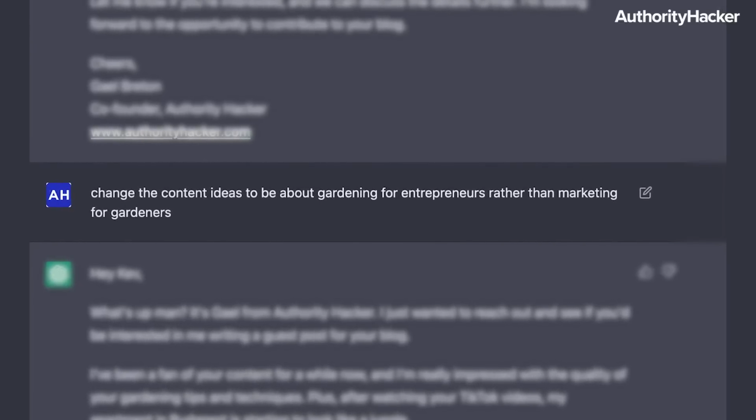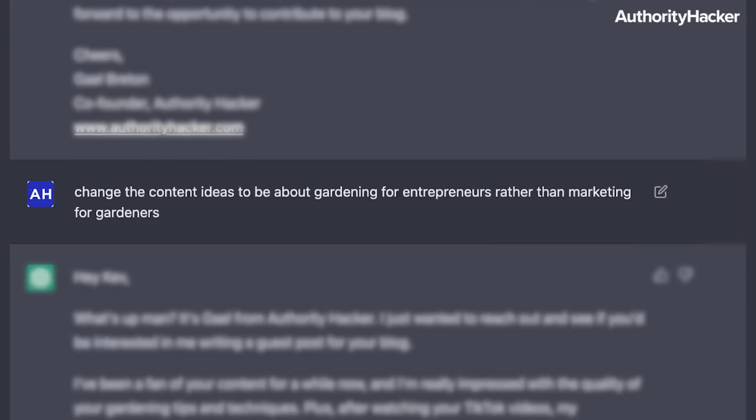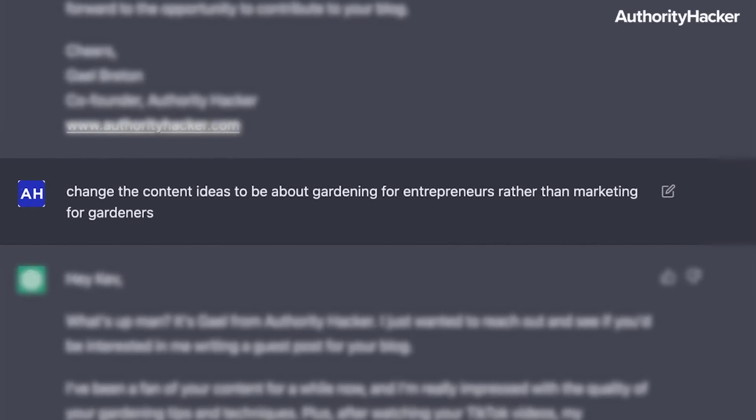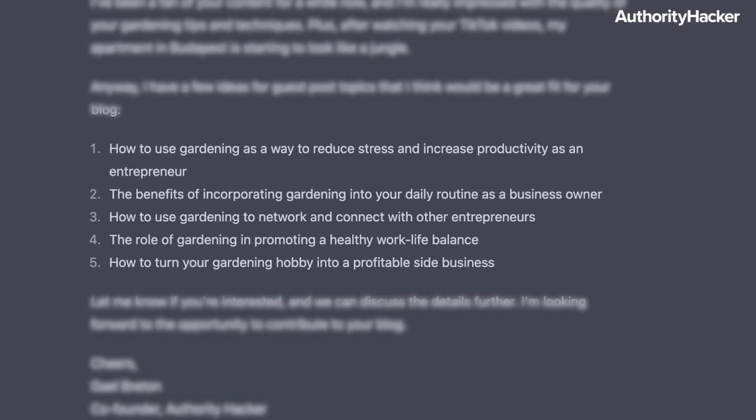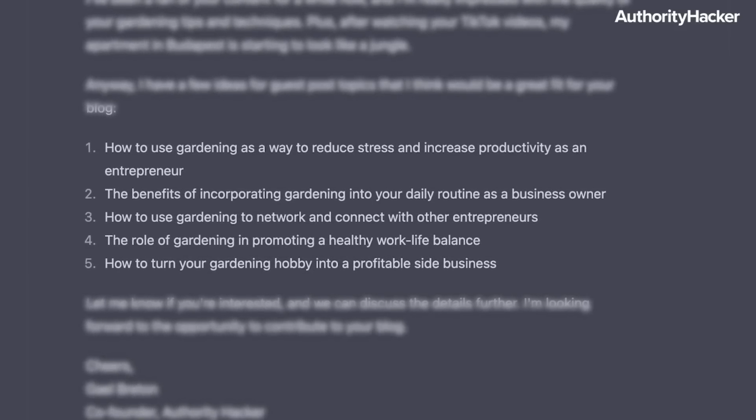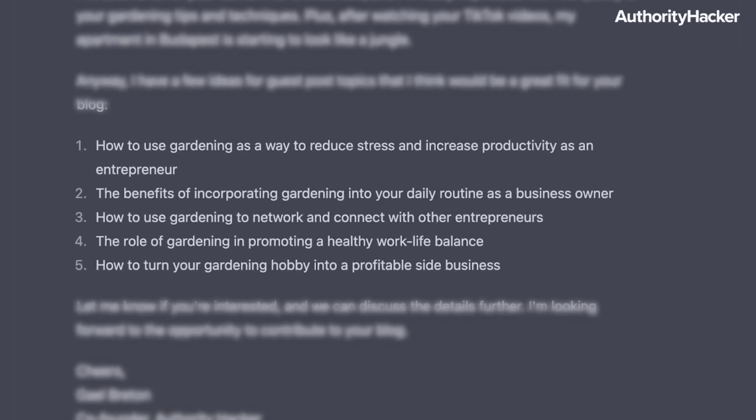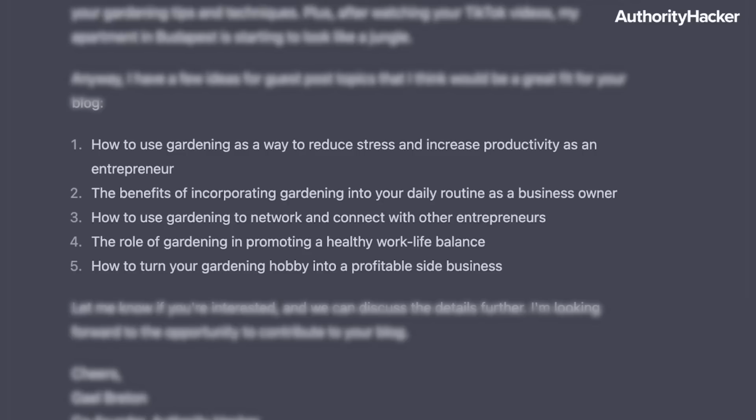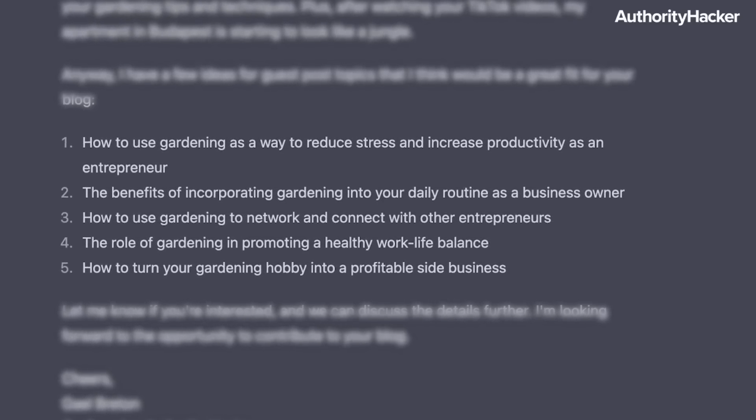I was like, okay, that's okay, but change the content ideas to be about gardening for entrepreneurs rather than marketing for gardeners. That's what I would tell a junior marketing assistant in the company, right? And it changed the ideas to be so much better. It was like how to use gardening as a way to reduce stress and increase productivity as an entrepreneur. The benefits of incorporating gardening into your daily routine as a business owner. How to use gardening to network, to connect with other entrepreneurs. I don't know how you do that. The role of gardening in promoting healthy work-life balance, etc.